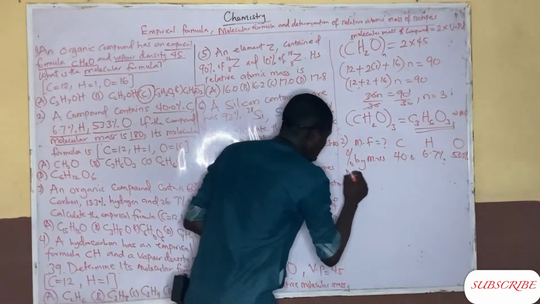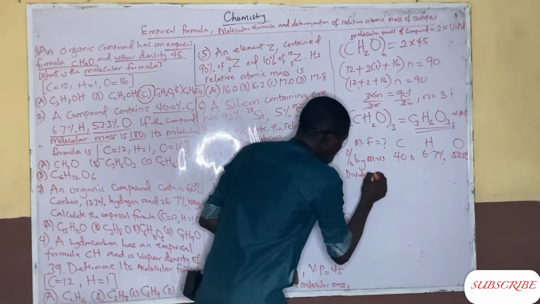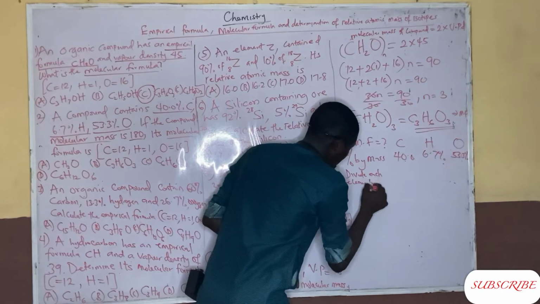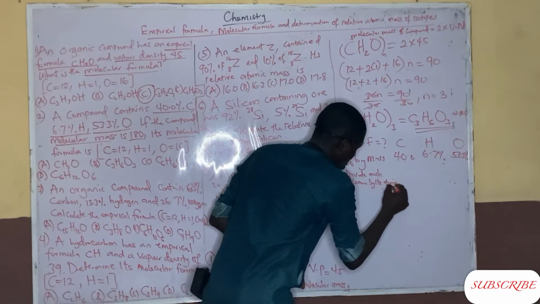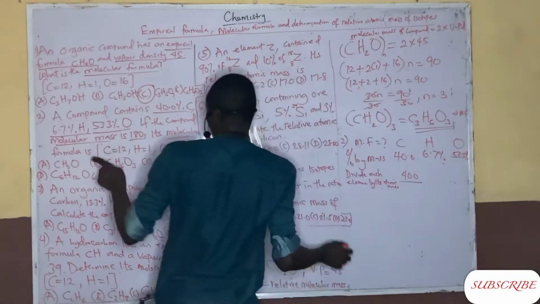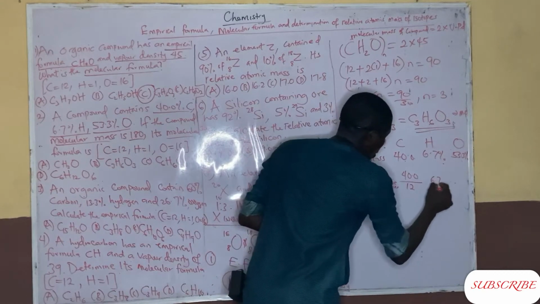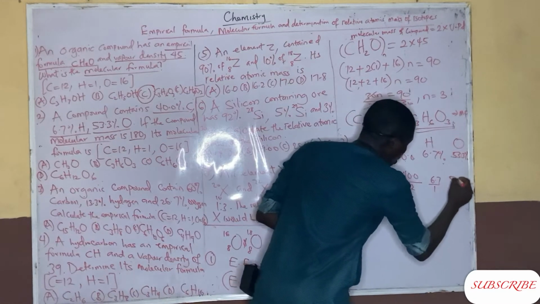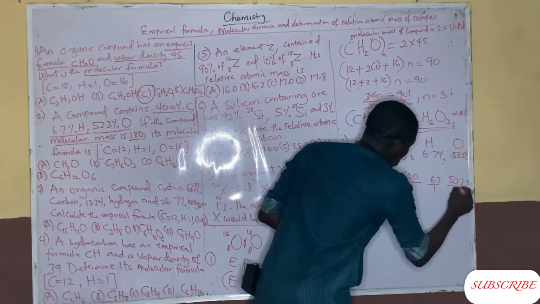Divide each element by its atomic mass. So 40.0 divided by the atomic mass of carbon, 12. Then 6.7 divided by 1, the atomic mass of hydrogen is 1. And 53.3, the percentage of oxygen, is divided by the atomic mass, which is 16.